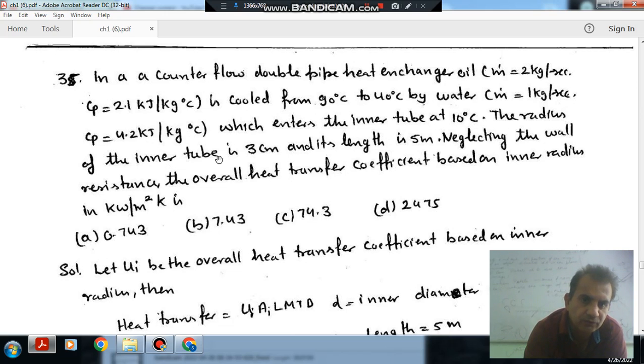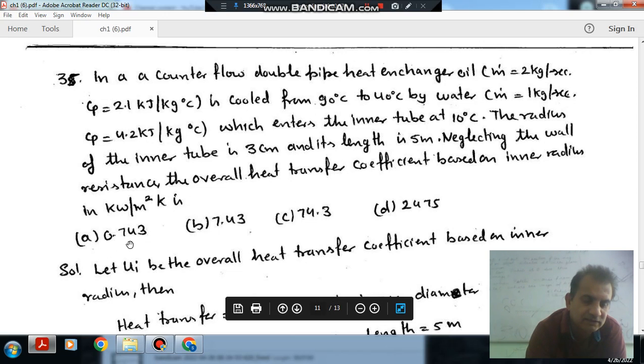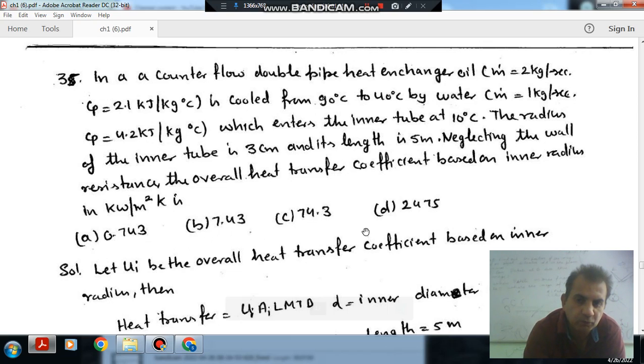The radius of the inner tube is 3 centimeters and its length is 5 meters. Neglecting the wall resistance, the overall heat transfer coefficient based on inner radius in kilowatt per meter square per degree Kelvin is: option A 0.743, option B 7.43, option C 74.3 and option D 2475.